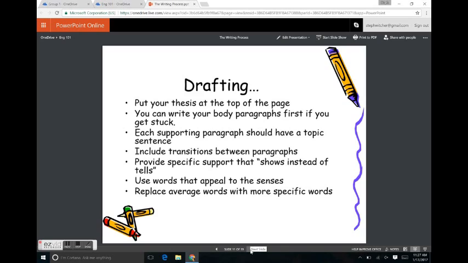Also use words that appeal to the senses. We call these sensory details. So what do you hear? What do you see? Things like that. So always appeal to the senses when you can.